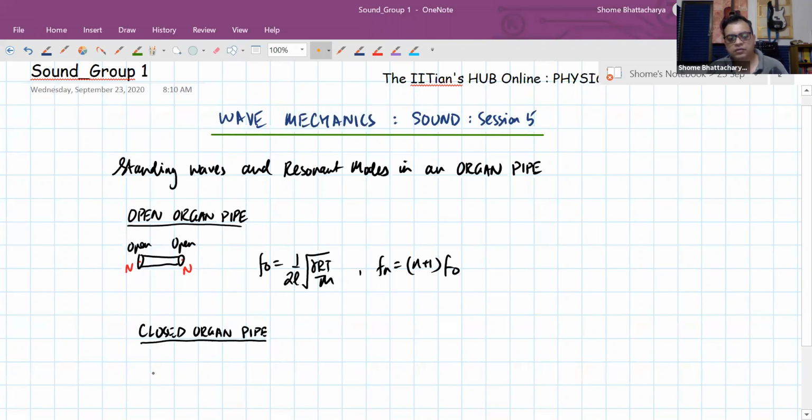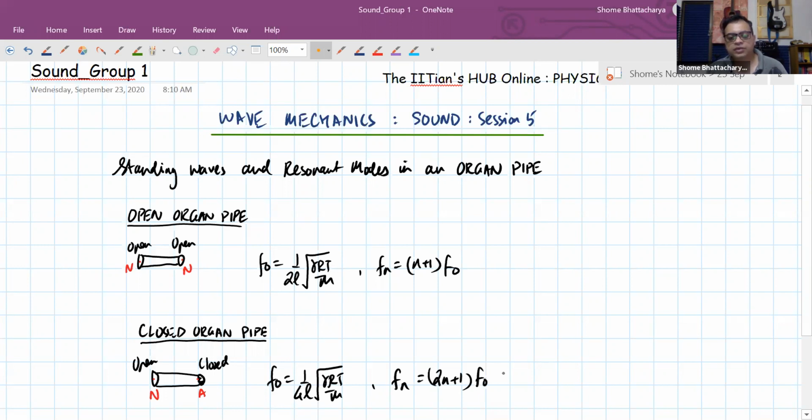Then we had the closed organ pipe, wherein one end is open and one end is closed. So the closed end becomes a pressure antinode, whereas the open end is a pressure node. Okay. And here the frequency of the fundamental is 1 by 4L square root of gamma RT by M, and the frequency of the nth overtone becomes 2n plus 1th harmonic of the fundamental.